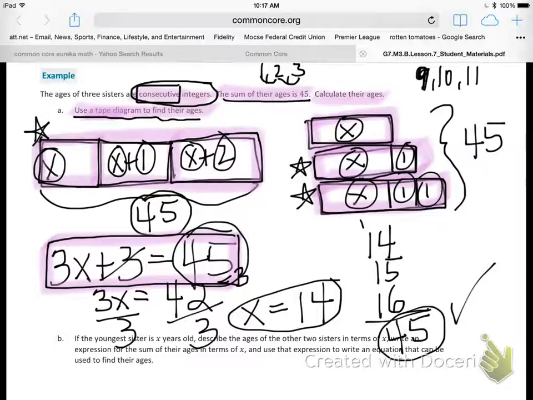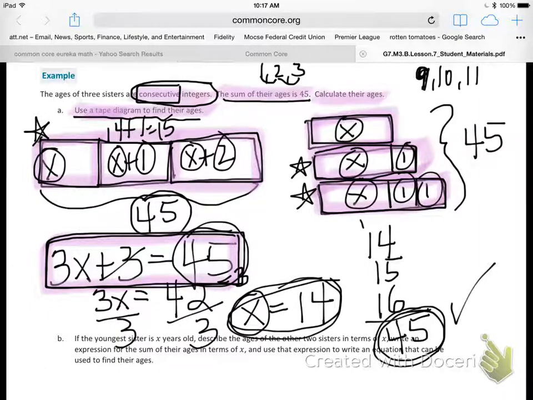So our equation in tape diagram form was transferred to equation form and then solved. x equals 14, and when you solve a problem like this, you solve for x and then plug in that x wherever you have an x. So x plus 1 is 14 plus 1, which equals 15, and x plus 2 is 14 plus 2, which equals 16. So we have a 14-year-old, a 15-year-old, and a 16-year-old.